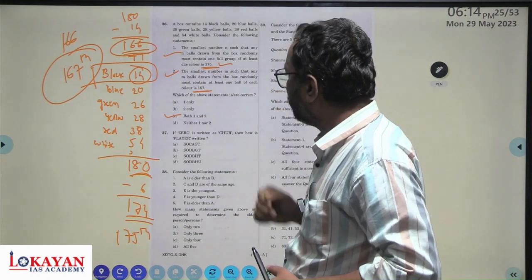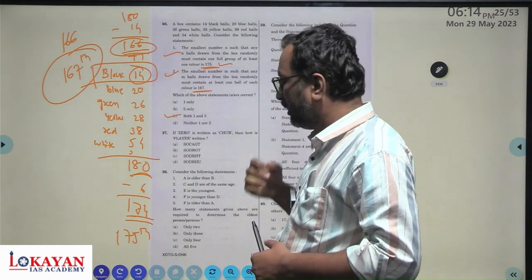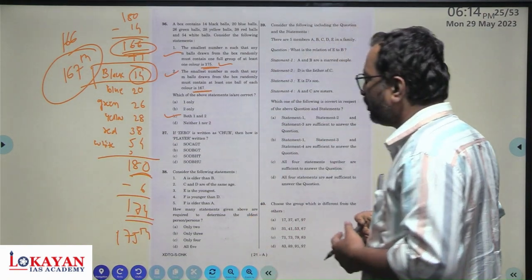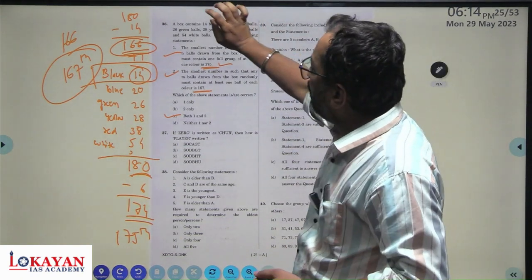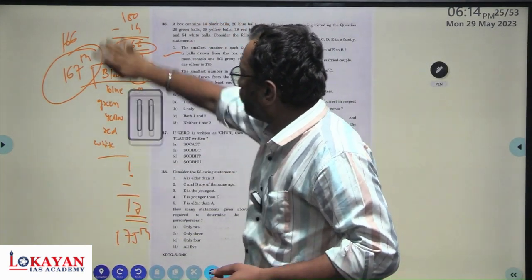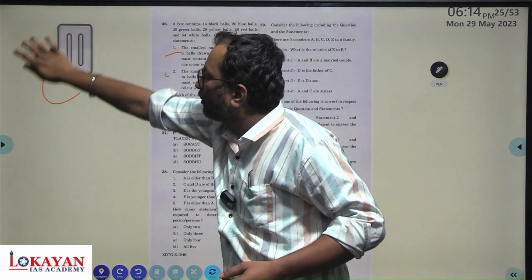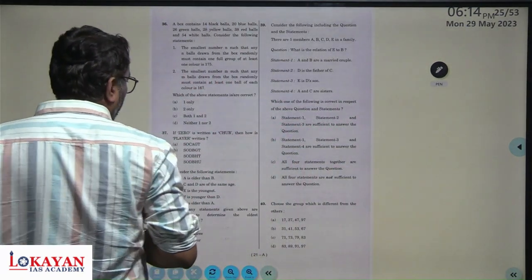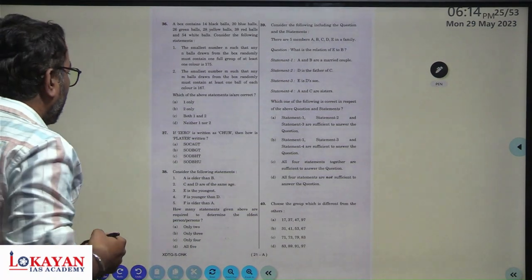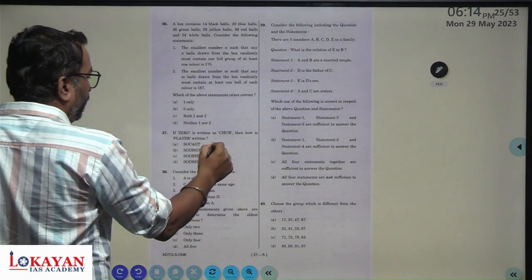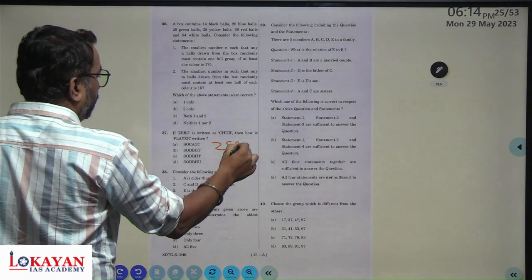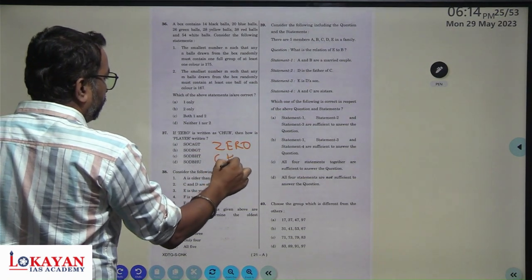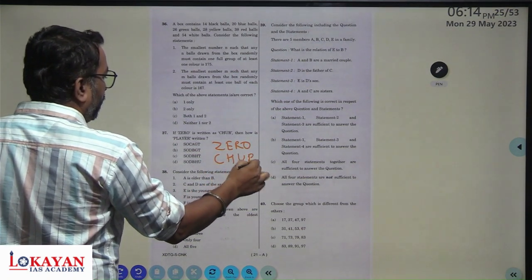Question number 37. It's an easy question, probably the easiest question. If 0 is written as CHUR, then how is player written? What we do is write them below each other and check.